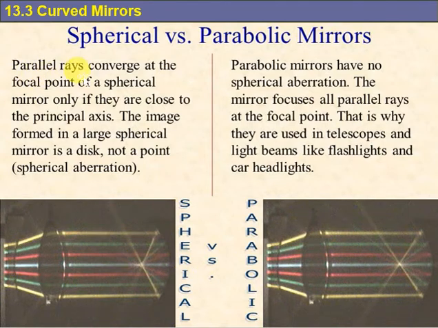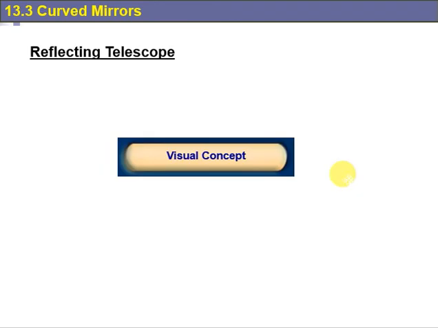Parallel rays converge at the focal point of a spherical mirror only if they are close to the principal axis. The image formed is, as we said, a disk, not a point. Parabolic mirrors have no spherical aberration. The mirror focuses all rays at the same point, the focal point. That's why they are used in telescopes and in light beams like flashlights and headlights.